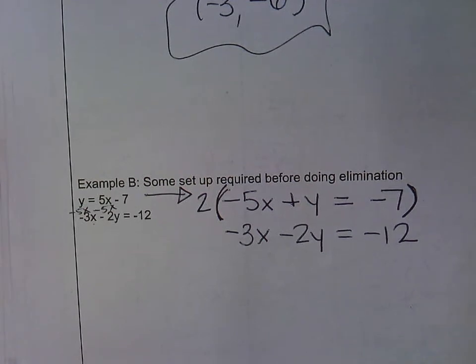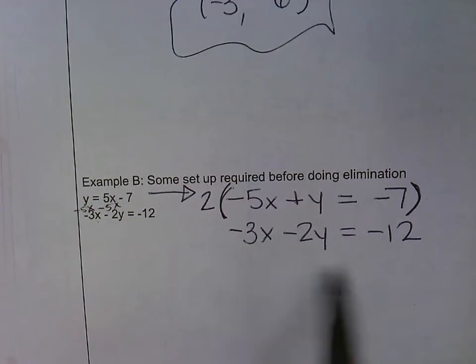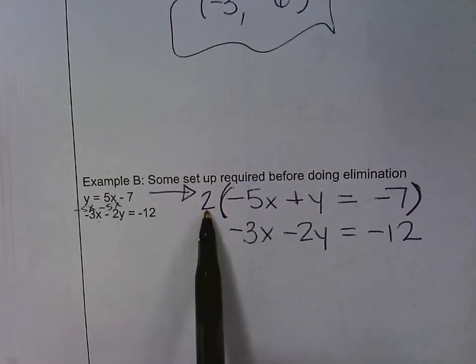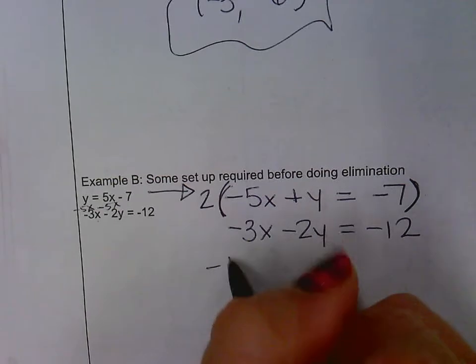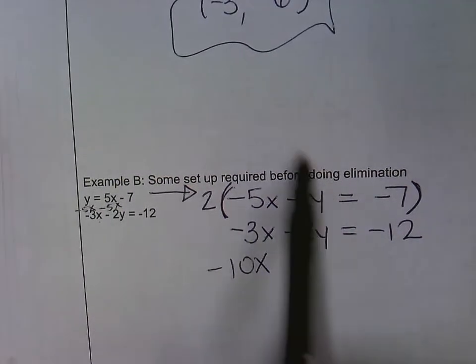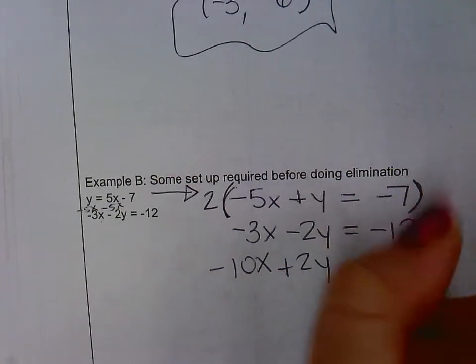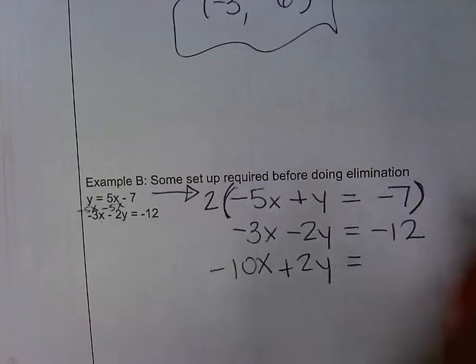So I'm going to multiply the entire top equation times 2 so that I get the 2y that I want. Remember, you can do something to both sides of the equation. So if I multiply one side by 2, and I multiply the other side by 2, it's okay. So let's rewrite this top equation down here. With the distributive property, I would have negative 10x, and then my positive 2y that I wanted, and now I have negative 14.